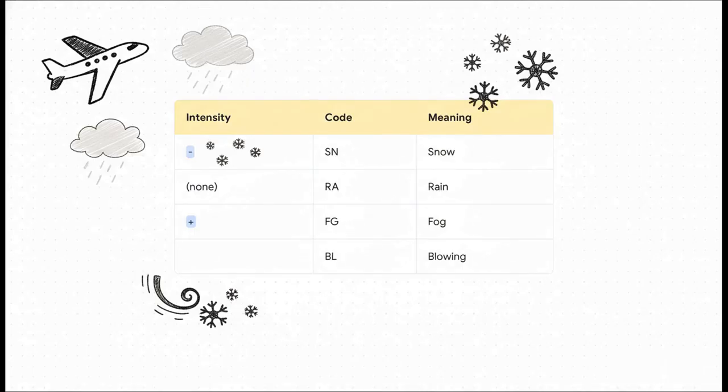Looking at our example, -SN BLSN, we can decode it pretty easily. That minus sign at the beginning means light intensity. A plus sign would mean heavy, and no sign at all means moderate. SN is the code for snow, and BL stands for blowing. So put it together. We have light blowing snow at the airport.